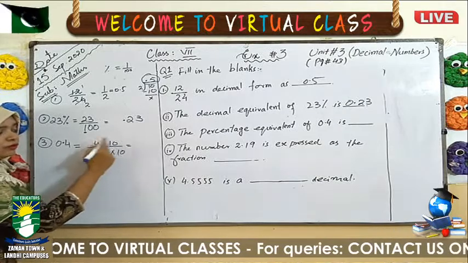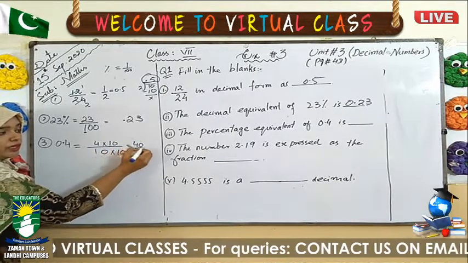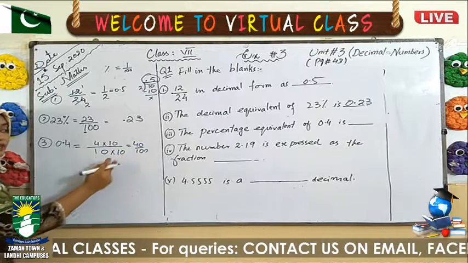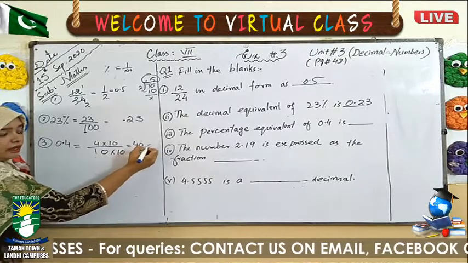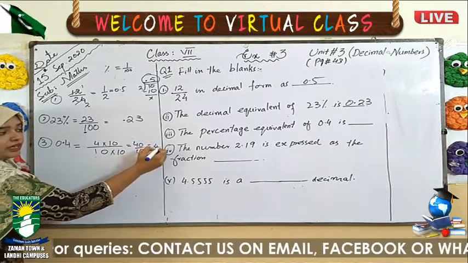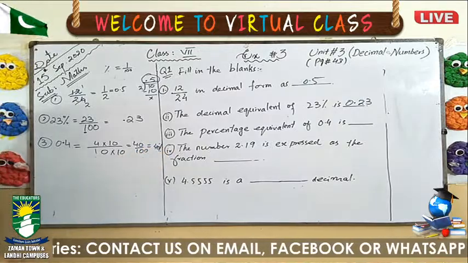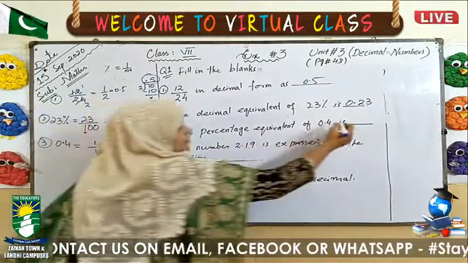Now 4 times 10 is 40 upon 10 times 10 is 100, and the sign upon 100 shows your percentage sign. So it will be equal to 40%.